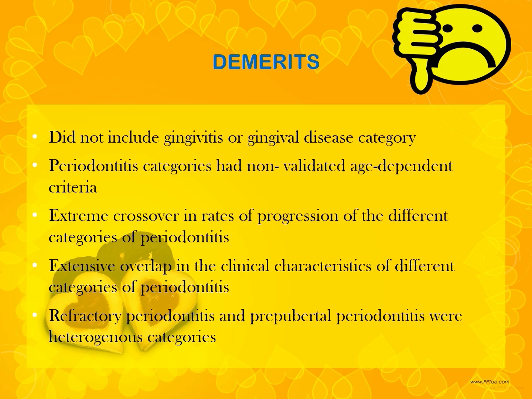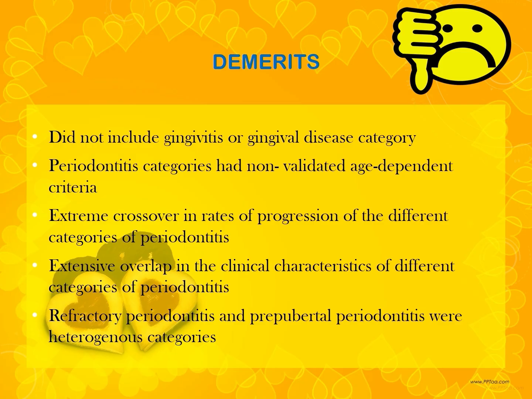Using patient's age as the major classification criteria has a few limitations, since clinical conditions with the same underlying etiology and susceptibility may be classified differently on the basis of patient's age. Next, there is an extreme crossover in the rates of progression of different categories of periodontitis, and there is also an extensive overlap in the clinical characteristics of different categories of periodontitis. So it didn't clearly fit into a single category.